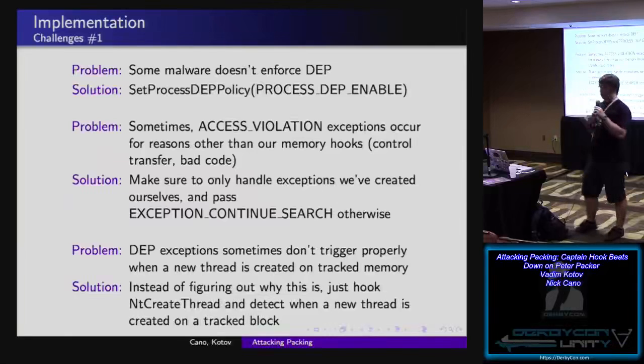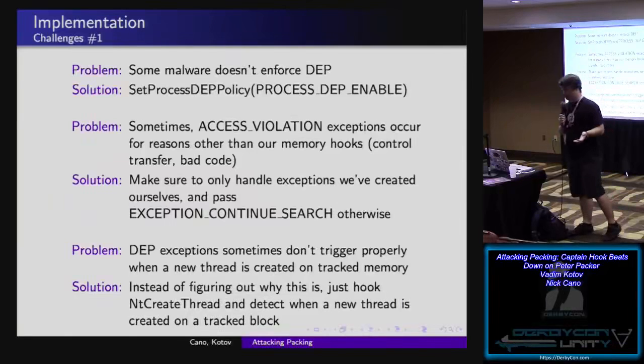So we did run into some problems that took a while to figure out. At one point, some malware wasn't throwing DEP exceptions. We didn't know why, and then we realized DEP is a flag in the PE header, and if it's not set at compile time, we won't get the exceptions. So there's a function for that, just call the SetProcessDEPPolicy Windows API function to enable DEP, done.